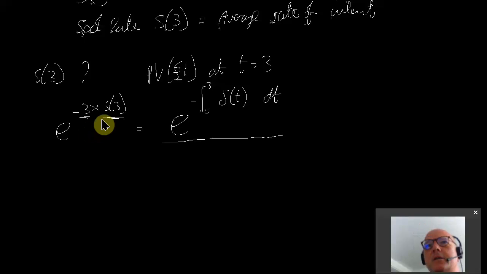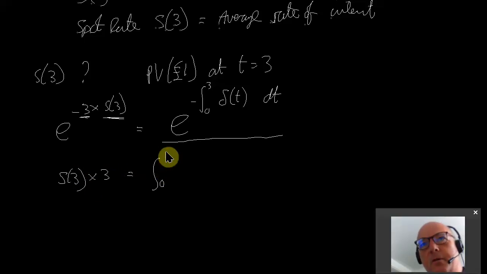So it's just now a matter of solving this. And if you think about it, I don't need to do this whole expression. I can just take logs of both sides. So what I get is s of 3 times 3 is equal to the integral between 0 and 3 of delta t dt.